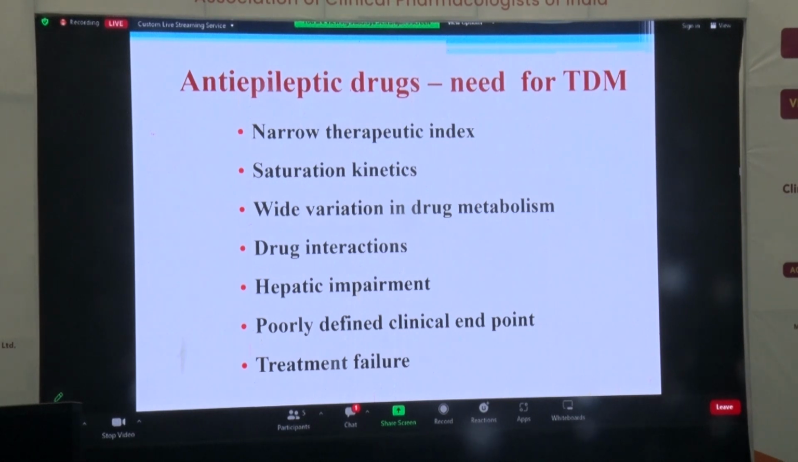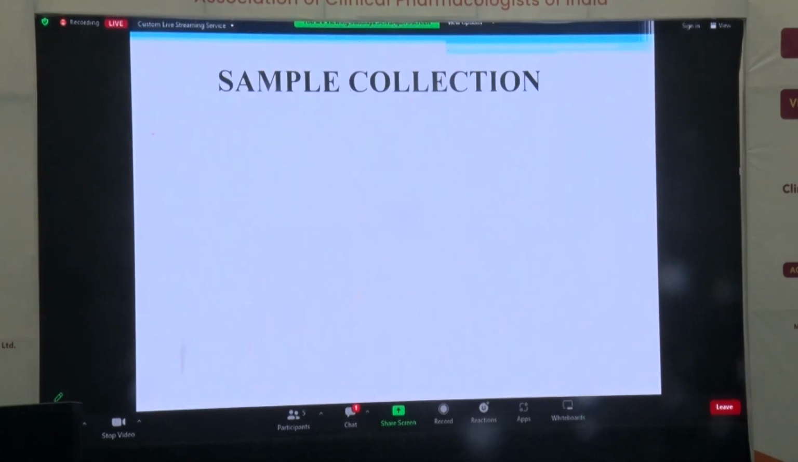That's why we do therapeutic drug monitoring for anti-epileptic drugs. Also to ensure adherence to the treatment, because since this is a chronic treatment, if there is a seizure-free period for a long time, these patients tend to stop taking the drugs by themselves, which is not good for them. So to check adherence also, sometimes TDM is done in these patients.